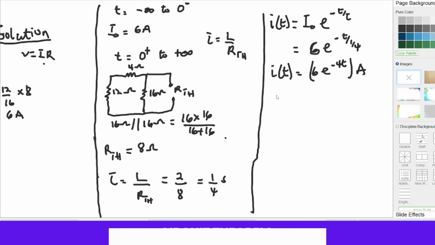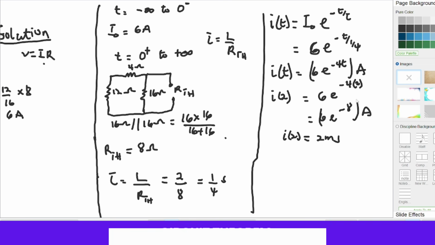So when I'm told to find the current after 2 seconds of opening, I can say I of t is equal to 6e exponent negative 4 times t, and my t is 2. So 6e exponent negative 8, all in amps. I compute this on my calculator, 6e to the power negative 8, and we get I of 2 to be approximately 2 milliamps.